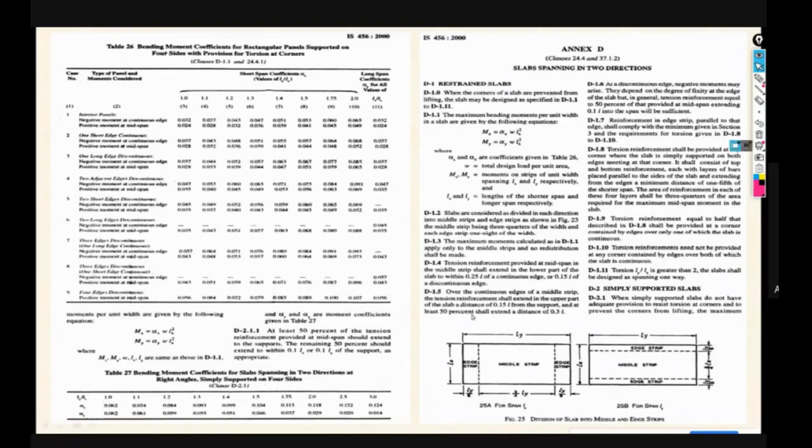See, in theory generally we are considering the middle strip and the edge strip. Let's say this is our lx and ly direction. First we have to divide our total slab into 3 parts. The last part is the edge strip, and this is our middle strip. Similarly in the other direction also, in both directions we consider middle strip and edge strip. If you combine both, your slab should look like this.